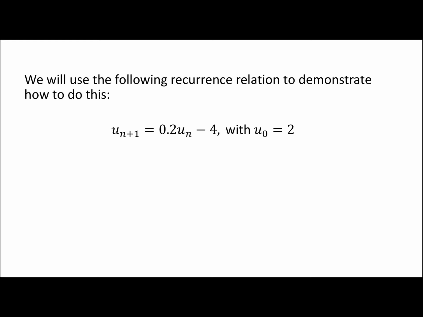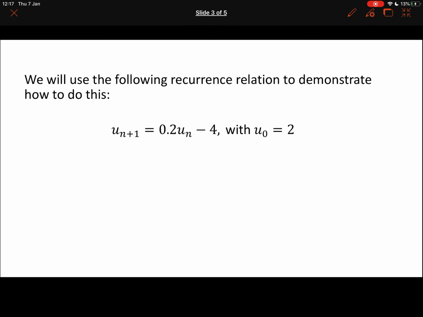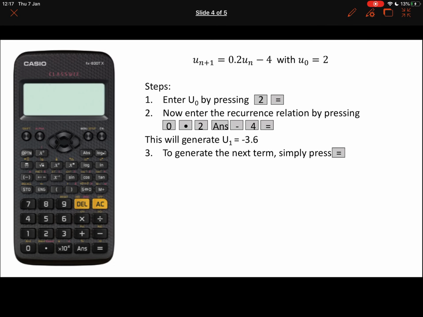What we're going to do is use the following recurrence relation to demonstrate how to put them into your calculator. So you might want to make a note of this one. u(n+1) equals 0.2 u(n) minus 4 with u0 equal to 2. Okay, so we've got the calculator here again, and I'll just put a wee bubble around this to remind us this is what we're doing.